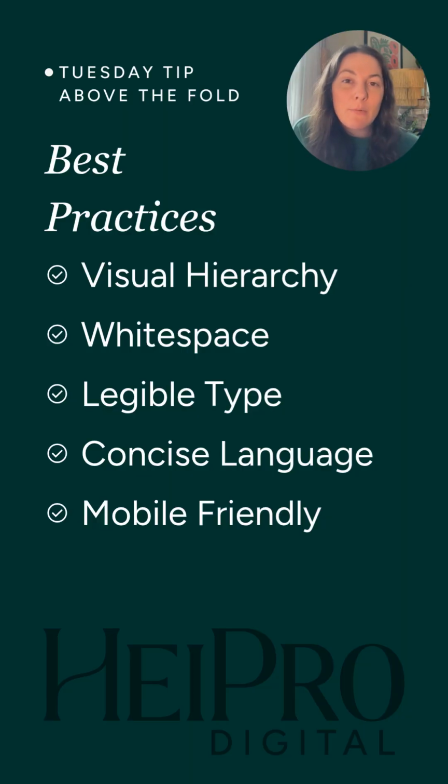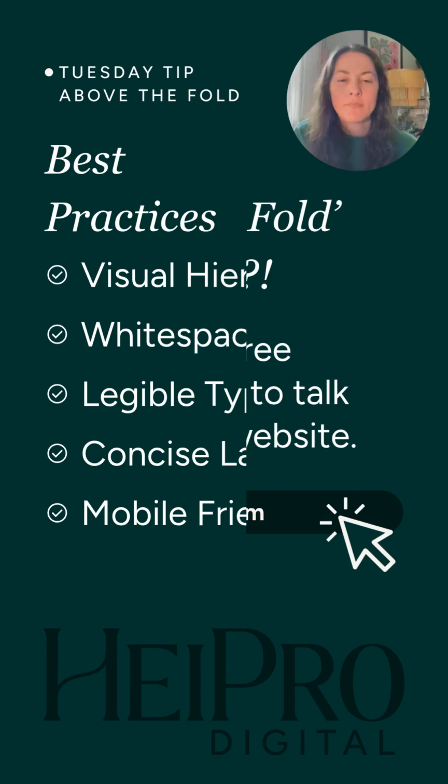Next would be concise language, similar to the language that we're using in our navigation. We want to make sure that they're able to read it with clear typography and legible type, but also concise language so that they're able to digest that information quickly and make that decision. Is this the website for me? Is this the person for me or not? And last would be mobile friendly. Everyone's using their phones to search the internet these days. So making sure that this area of your website is optimized for mobile is critical.